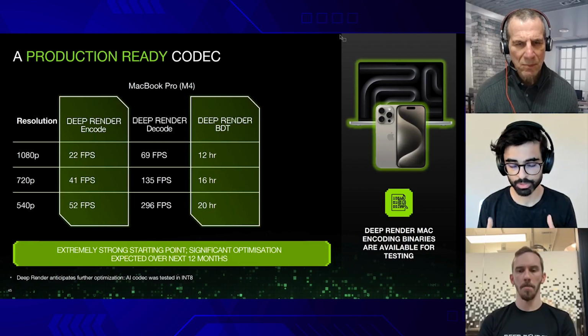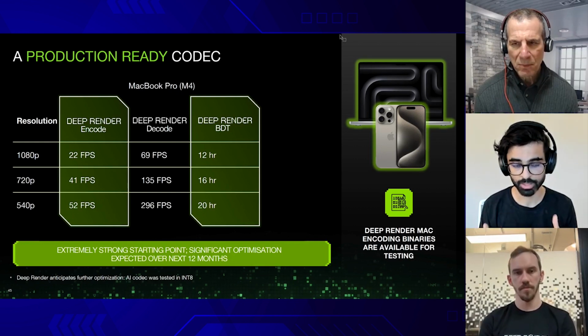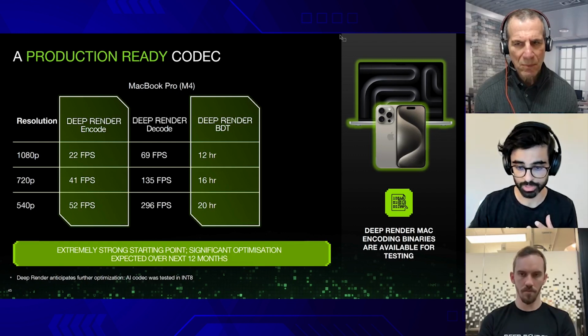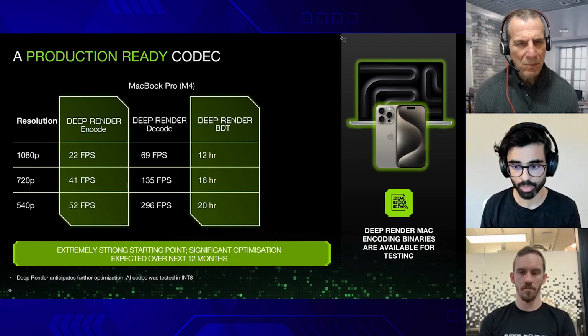We think these are extremely strong starting numbers, so it's a great starting point for AI-based codecs, and we expect significant improvements, as with all codecs, which start off relatively inefficient and become efficient over time. We expect significant improvements over the next 12 months, composed of improvements to the architecture and the software stack, as well as hardware improvements in the NPU. We have encoding and decoding binaries available for testing for those that are interested.